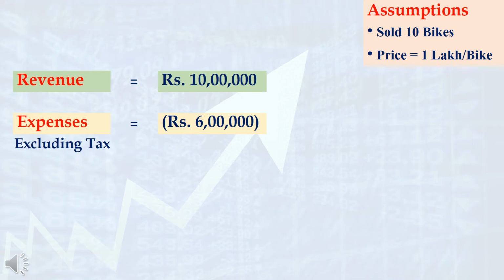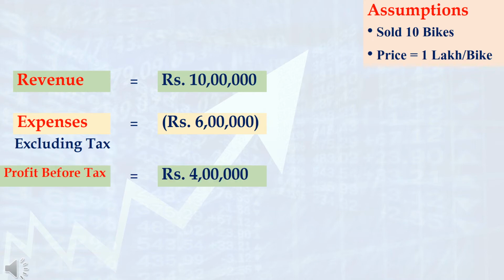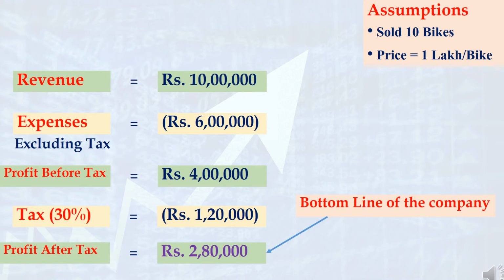Let me assume that the company's total expenses excluding tax are 6 lakh rupees. If I deduct the expenses of 6 lakh rupees from the company's revenue, I get the company's profit as 4 lakh rupees. This profit is known as profit before tax, or we can call it the company's taxable income. In India, all companies have to pay 30% tax to the government. For 4 lakh rupees, 30% is 1.2 lakh rupees. The company has to pay 1.2 lakh rupees as tax. After paying tax, the company's profit after tax is 2.8 lakh rupees. This is called the bottom line of the company.